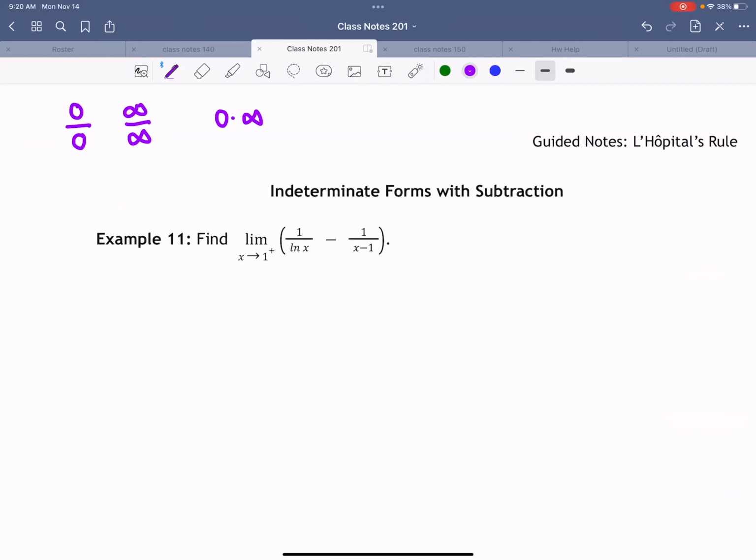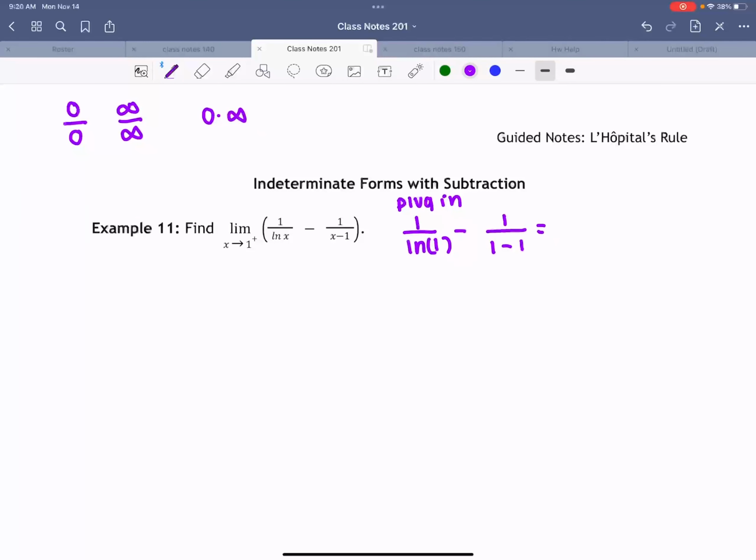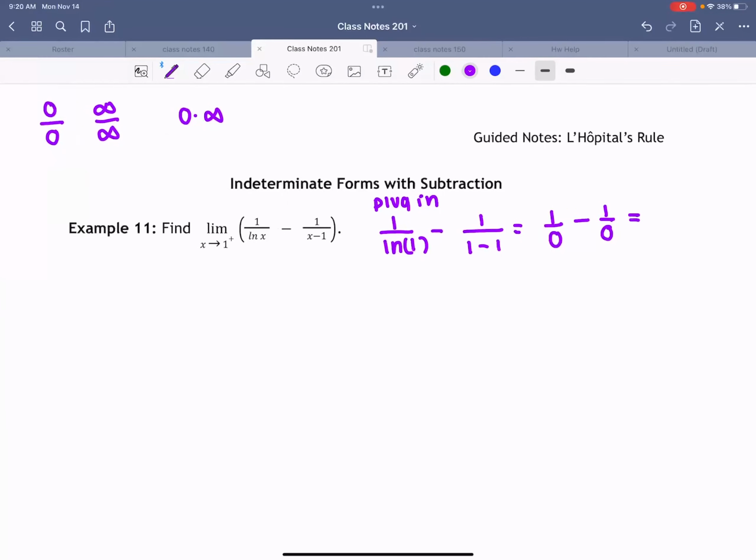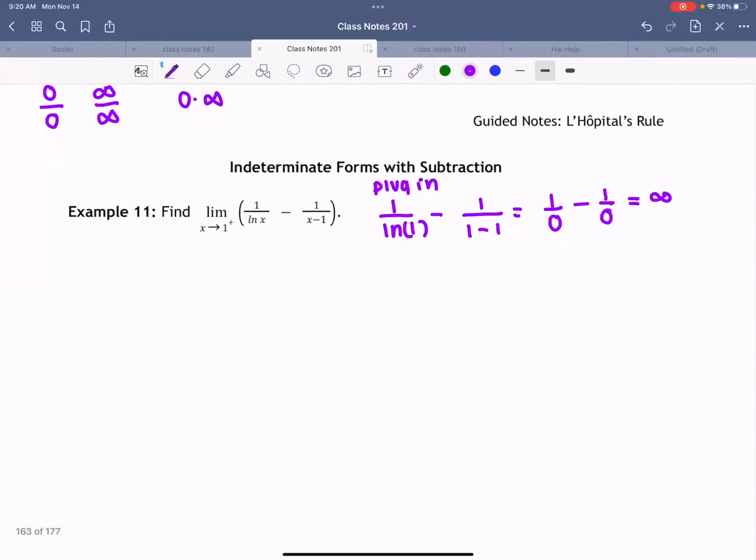Remember L'Hopital's rule, we always plug in first. We're going to have 1 over the natural log of 1 minus 1 over 1 minus 1. All right. What's the natural log of 1? 0. Good. So this is 1 over 0 minus 1 over 0. What's 1 over 0 going to? Infinity, right? 1 over 0, that's dividing by a really small number. That's going to be a really big number. So we have infinity minus infinity.